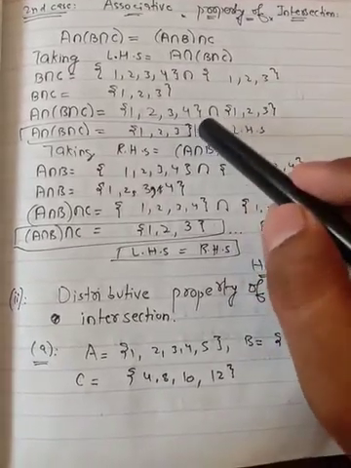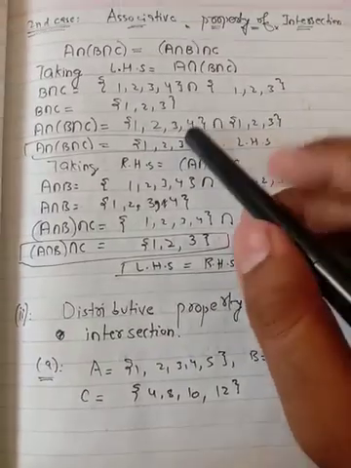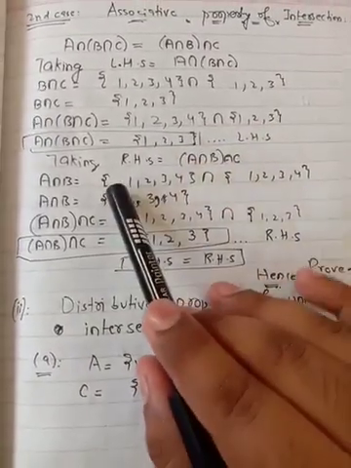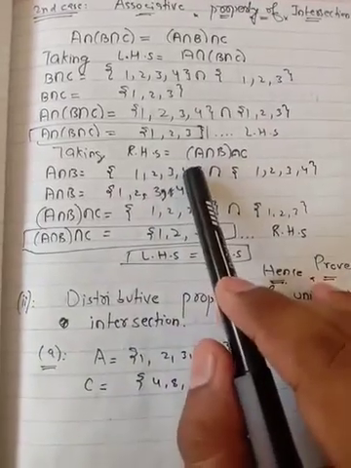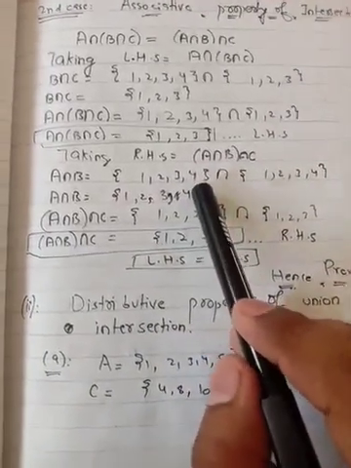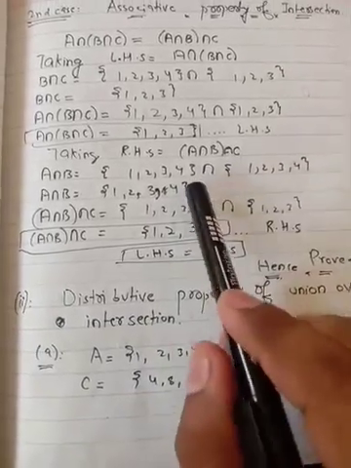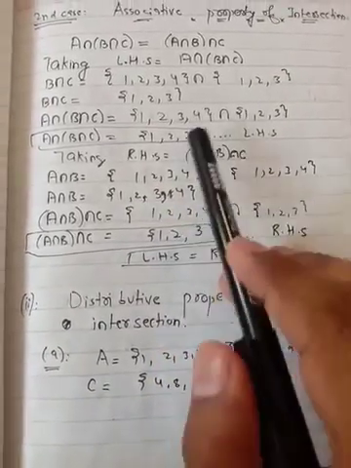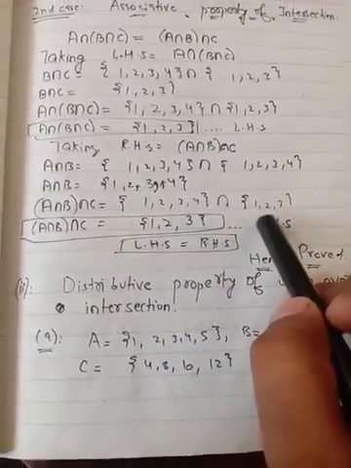After that we will find the right hand side. Right hand side is (A intersection B) intersection C. First we will solve A intersection B. A set is 1, 2, 3, 4 and B set is 1, 2, 3, 4. The intersection will be 1, 2, 3, 4. Then we will find the intersection with C. C set is 1, 2, 3 and we will get our answer 1, 2, 3. There you can see left hand side is equal to right hand side, hence we have proved.